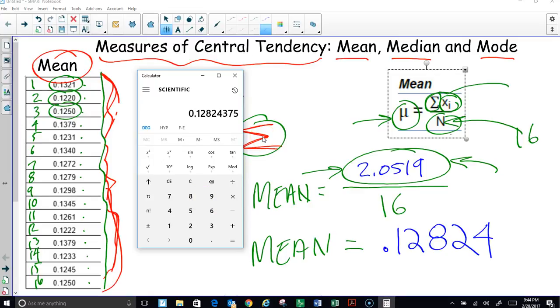I got a sum of 2.0519 when I added up all of the numbers on the left here. And then, when I divided by 16, I got a mean of 0.1282.